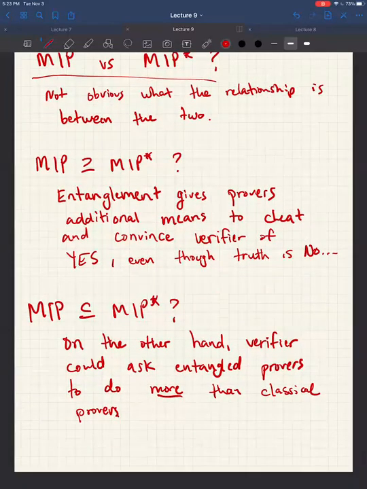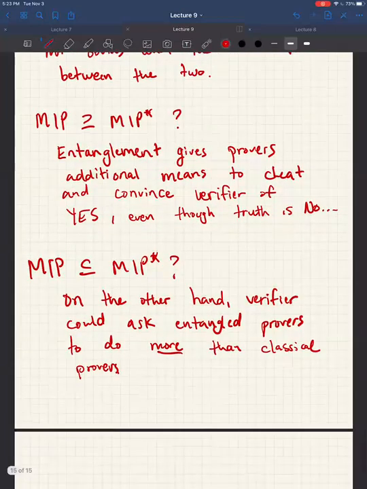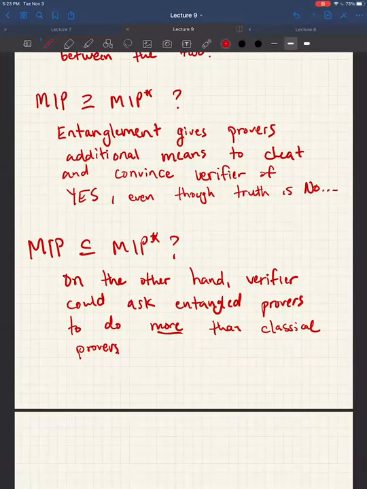Right, and here we don't mean more in a computational sense, because we're assuming that these provers can compute anything they want. We're just asking them to, by more I mean more in the sense of what correlations they can exhibit.